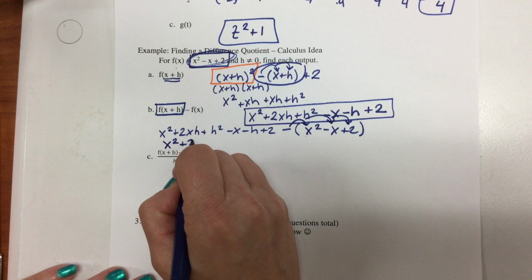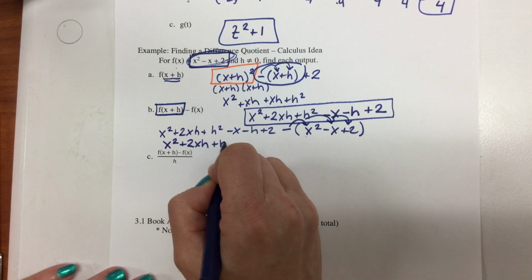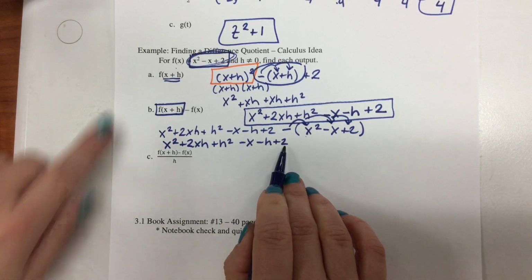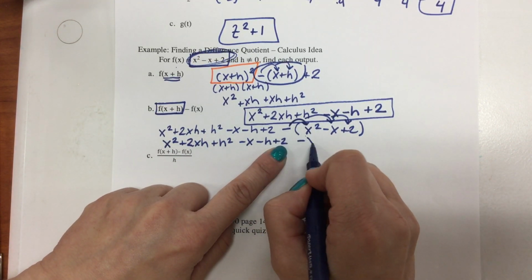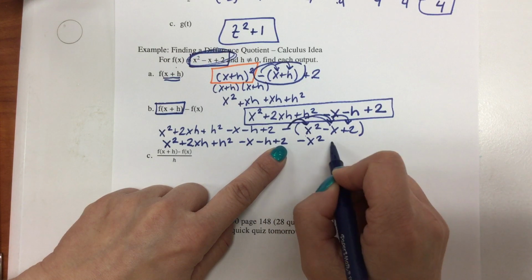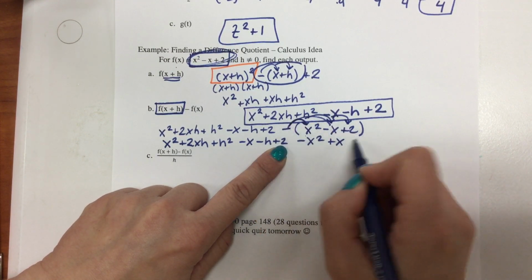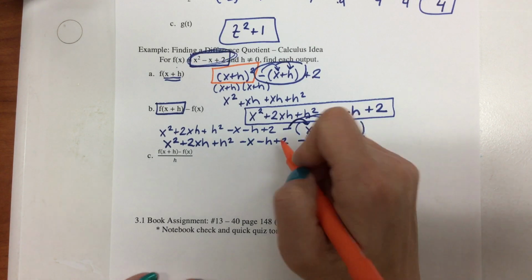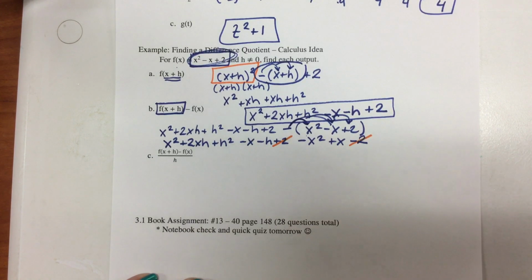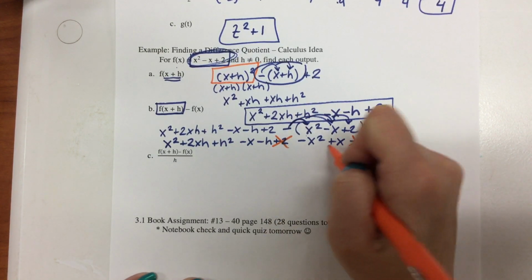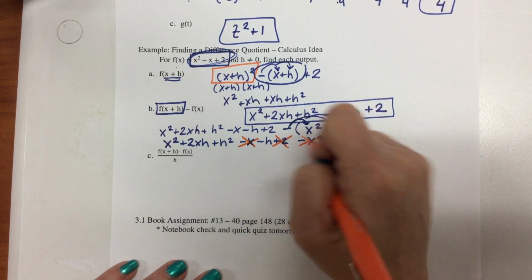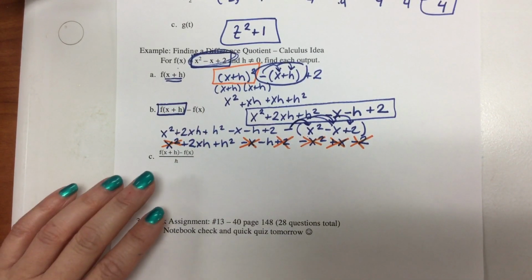So I have x squared plus 2xh plus h squared minus x minus h plus 2. I got that from part A. Now I distribute. Minus x squared, negative times a negative is a positive x, negative times a positive is a negative 2. Now I can go ahead and combine like terms. Check this out. Positive 2, negative 2. They actually cancel. Positive x, negative x. That cancels. Negative x squared, positive x squared cancels.